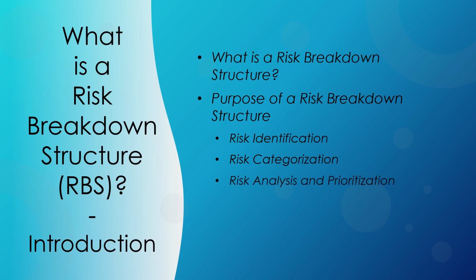The hierarchical nature of the RBS allows project managers to analyze and prioritize risks based on their source and type. This makes it easier to focus on critical risk areas. The RBS serves as a common language for discussing risks among project teams and stakeholders. It facilitates communication and collaboration in risk management efforts. The RBS guides the development of risk response strategies by identifying the most critical risk categories. This helps project managers allocate resources and prioritize risk mitigation efforts.